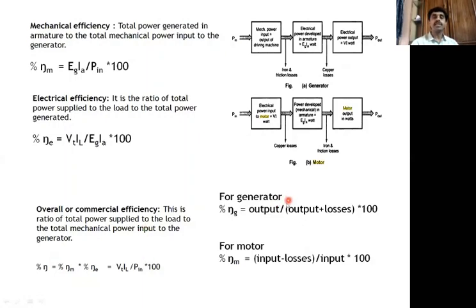So if you take a generator, the efficiency is equal to output by output plus losses, because we can calculate the output V into I. If you take the motor, the input is known, which is V into I. Therefore, input minus losses divided by input into 100. Therefore, calculation of losses is an important aspect while determining the efficiency of a generator or motor.